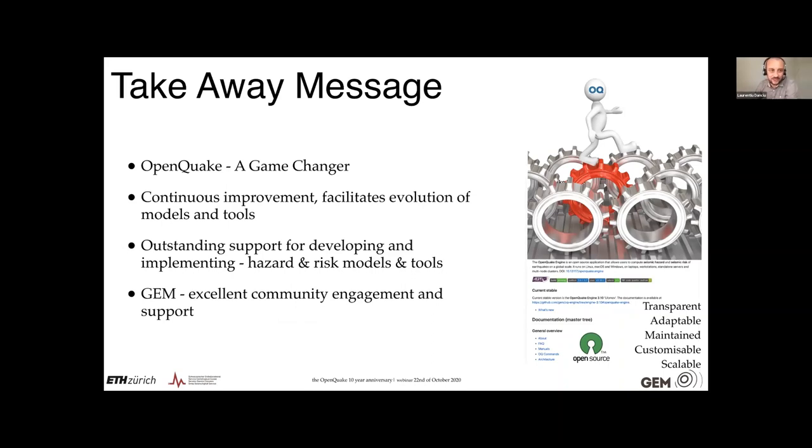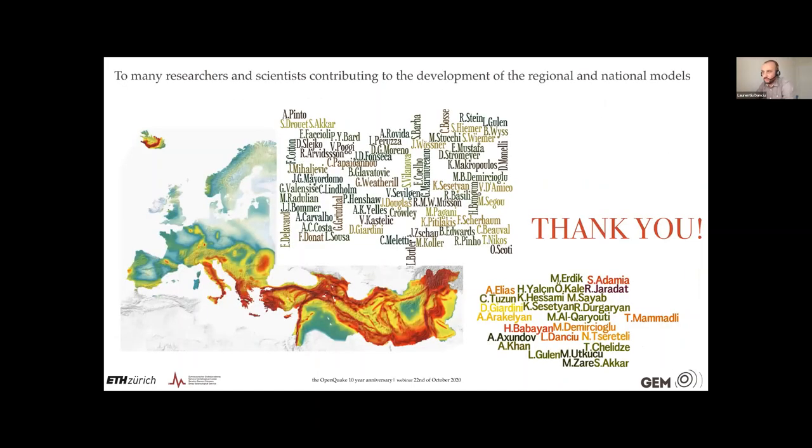So my takeaway message, yes, OpenQuake is a game changer. It allows the models to grow at the same time with the features and the capabilities of the platform overall. It has outstanding support for developing and implementing models and tools. It's an excellent community with engagement and support. And I would also like to thank the many, many researchers who have contributed to these regional models and, to some extent, to the GEM global mosaic.